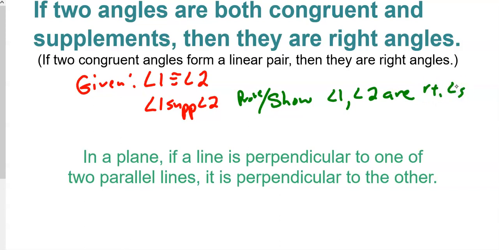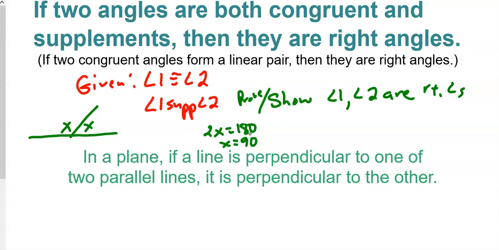Hopefully this makes sense, because if 1 and 2 are congruent and they're supplementary, they both have to be the same measure, whatever that is, x and x. Add those up to 180, and then algebraically you could even get them to be 90 degrees there.